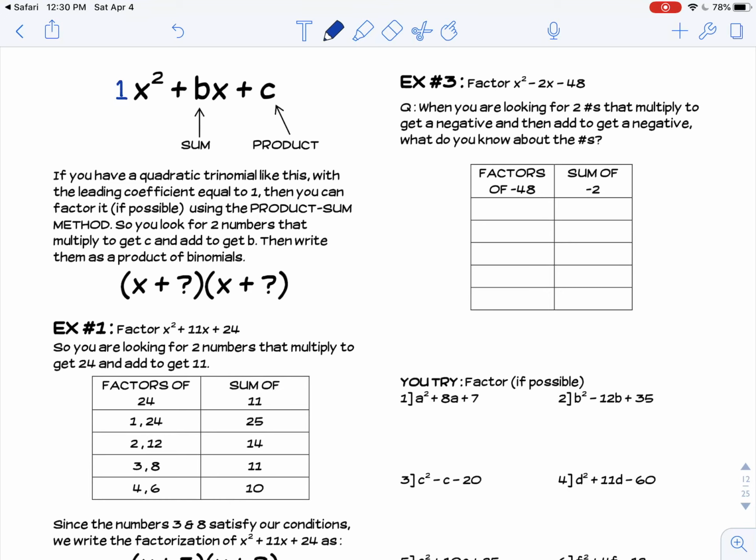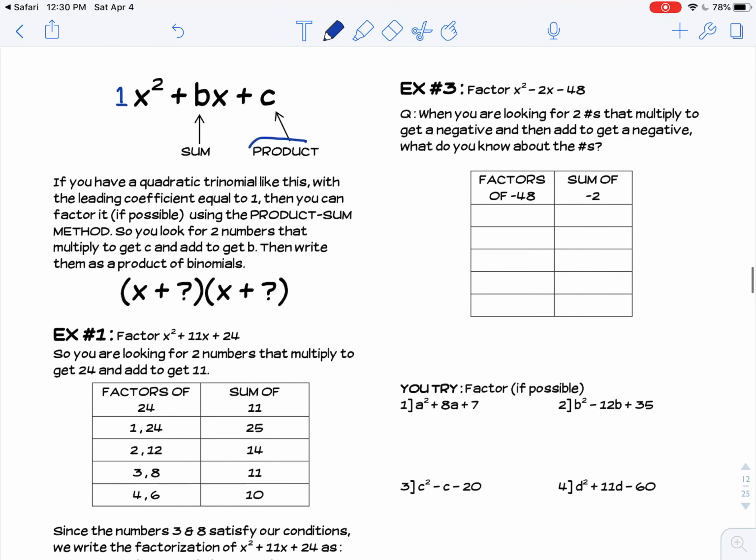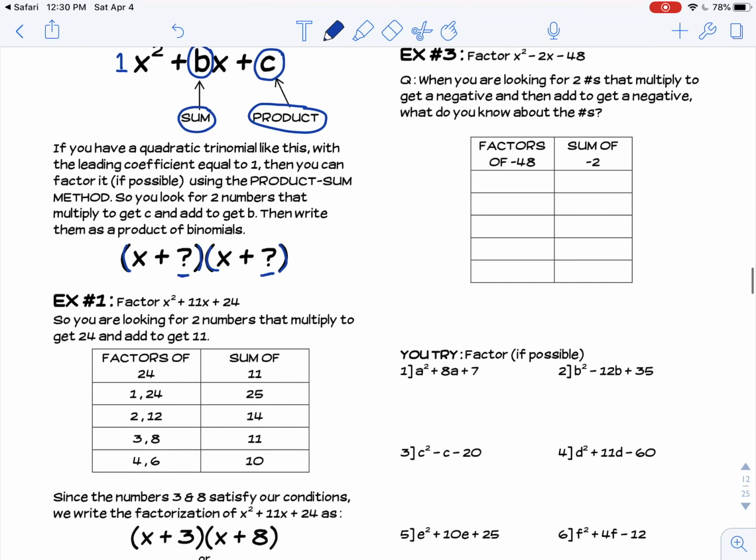So you're looking for two numbers that when you multiply, you get a product that gives you c, and a sum that gives you this number b. Then you would write it as x plus that first number, x plus that second number, that gives you a product of c and a sum of b. Okay, so this is key right here.